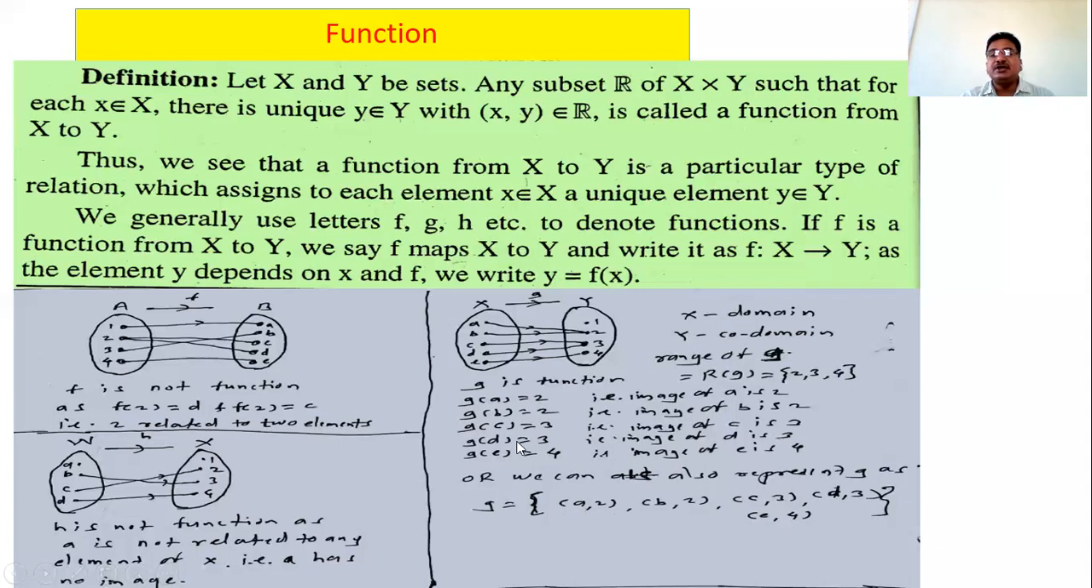Okay. So this relation, you can denote either by writing the images, or by using a diagram, or by using a set. So we can represent the function in three ways: either a diagram, or write the image of each element, or write the set of ordered pairs as a subset of X cross Y. So these are the three ways to express the function.